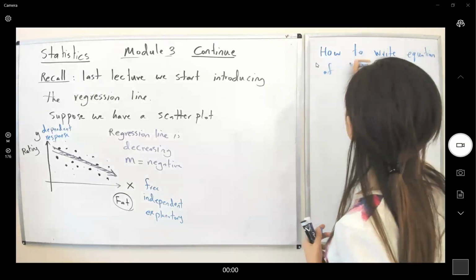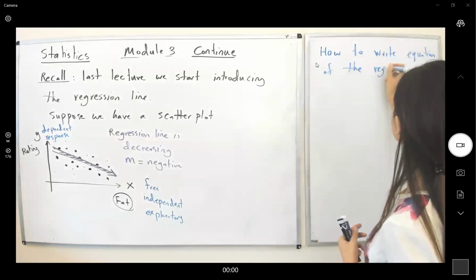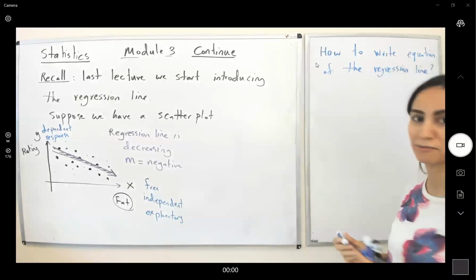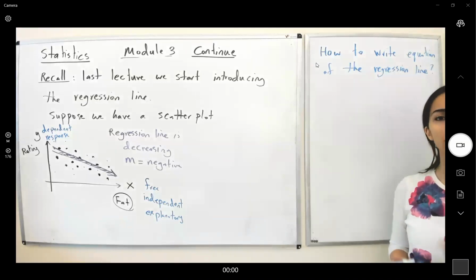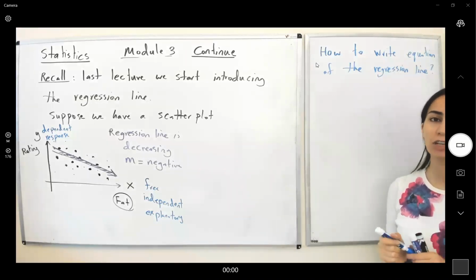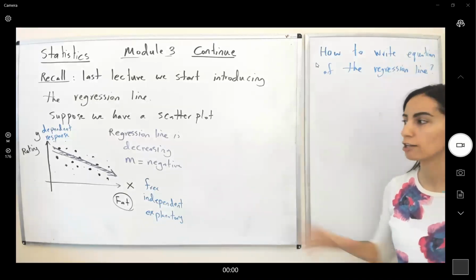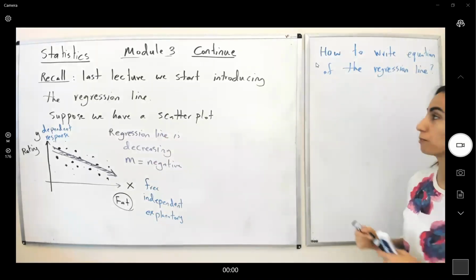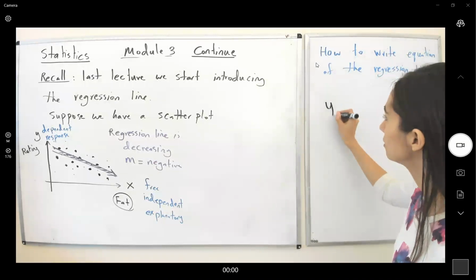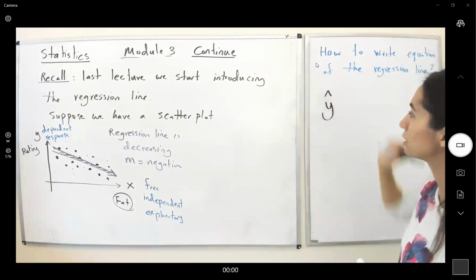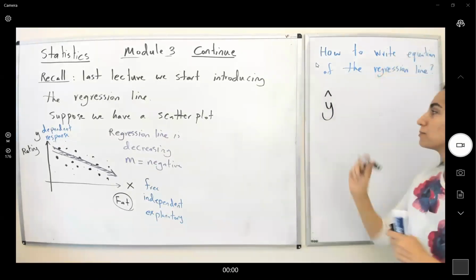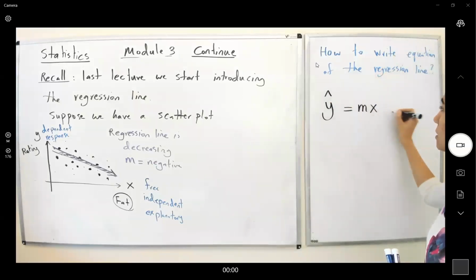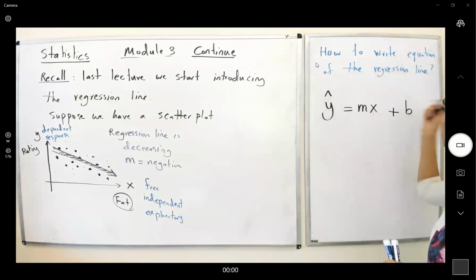Equation of the regression line. Very well. First of all, note that when we are working with a regression line for a sample, we use this symbol, y, and we put a little bit of a hat on top of it. It is equal to mx plus b.